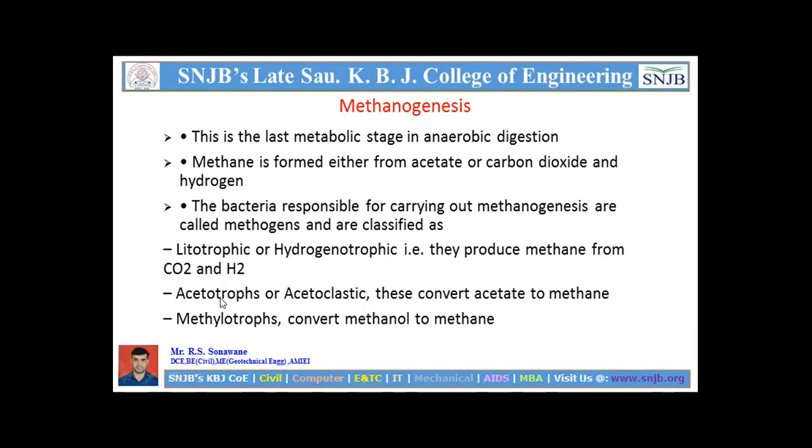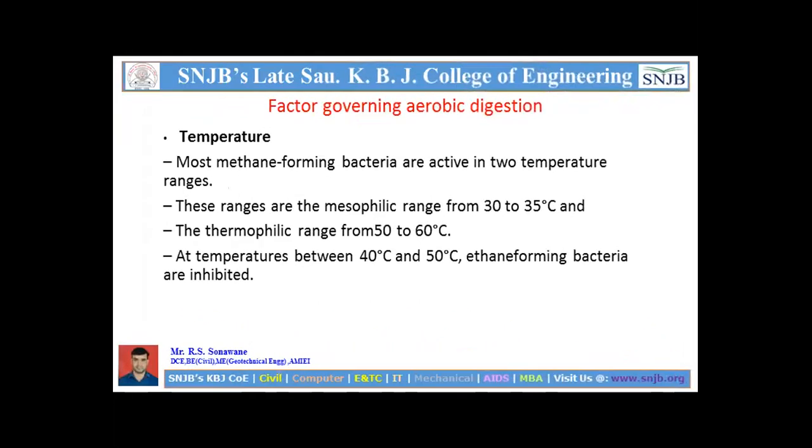Okay, these acetotrophs, acetoclastic, and methylotrophs can convert methanol into methane gas. This is about the methanogenesis stage, and that methane gas is used as a source of energy, that is nothing but biogas energy. This is about how the process works, what the processes are in anaerobic digestion in the four stages we just saw here. Now, what are the factors governing anaerobic digestion? The first factor is temperature.